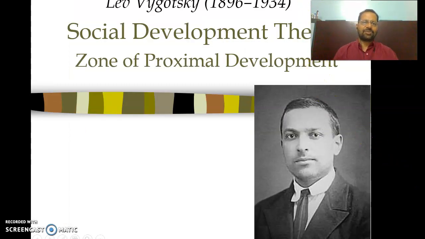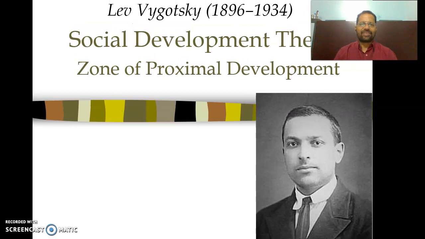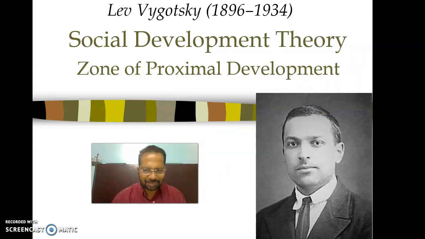Now we come to social constructivist Lev Vygotsky. He was a Russian psychologist. He's from Russia. Russia being a communist country, socialist nation, his theory is also very much focused on the role of society, social development theory. So the main contribution from Vygotsky is his concept of zone of proximal development. Zone of proximal development is the gap between what an individual can attain by himself and with assistance from others, or with the help of the more knowledgeable other.